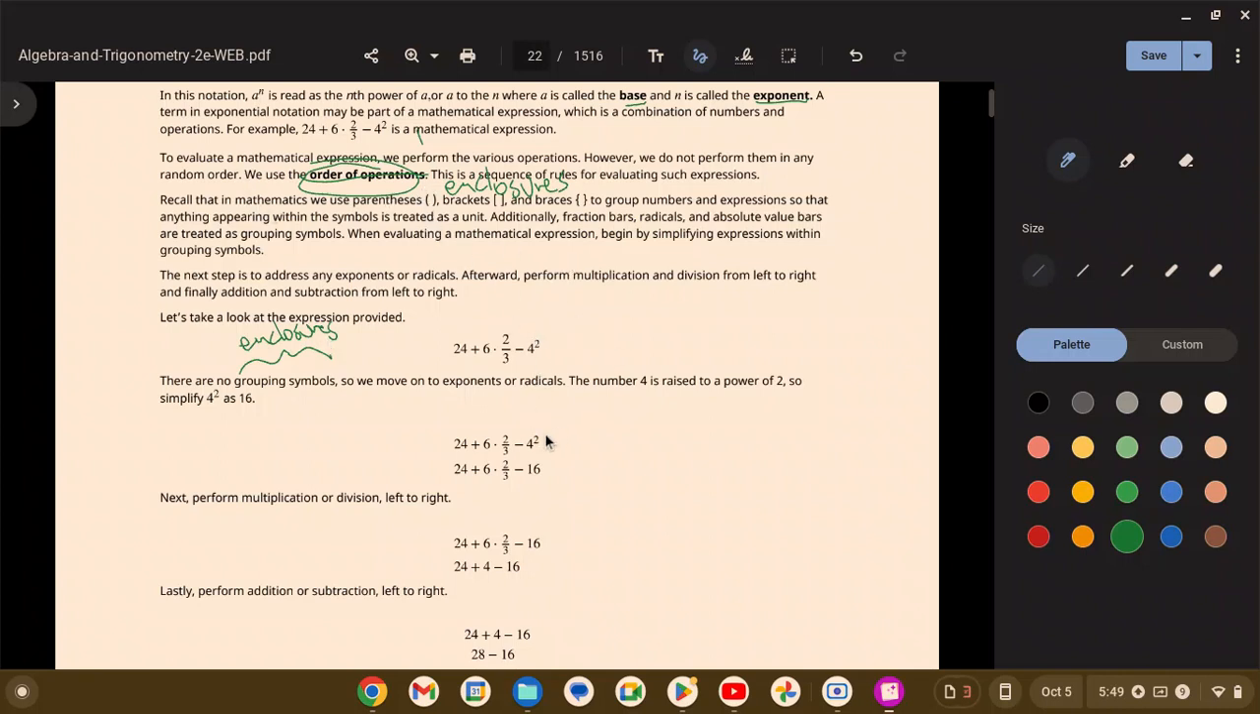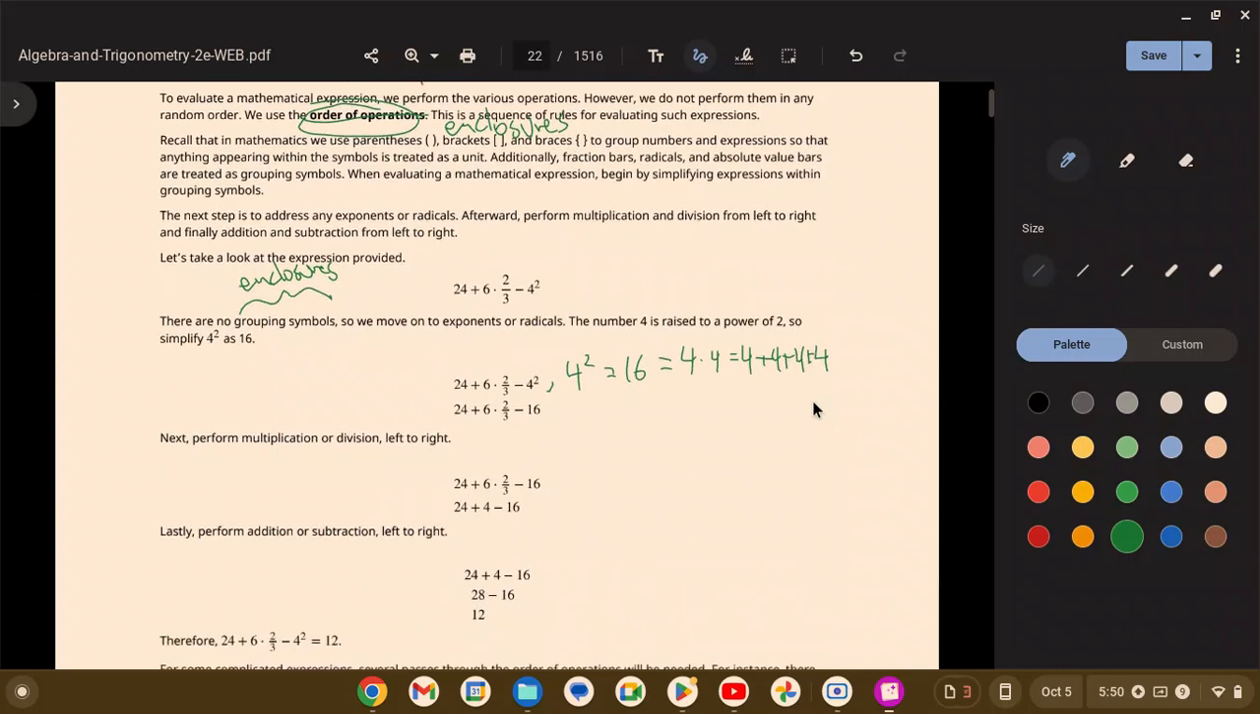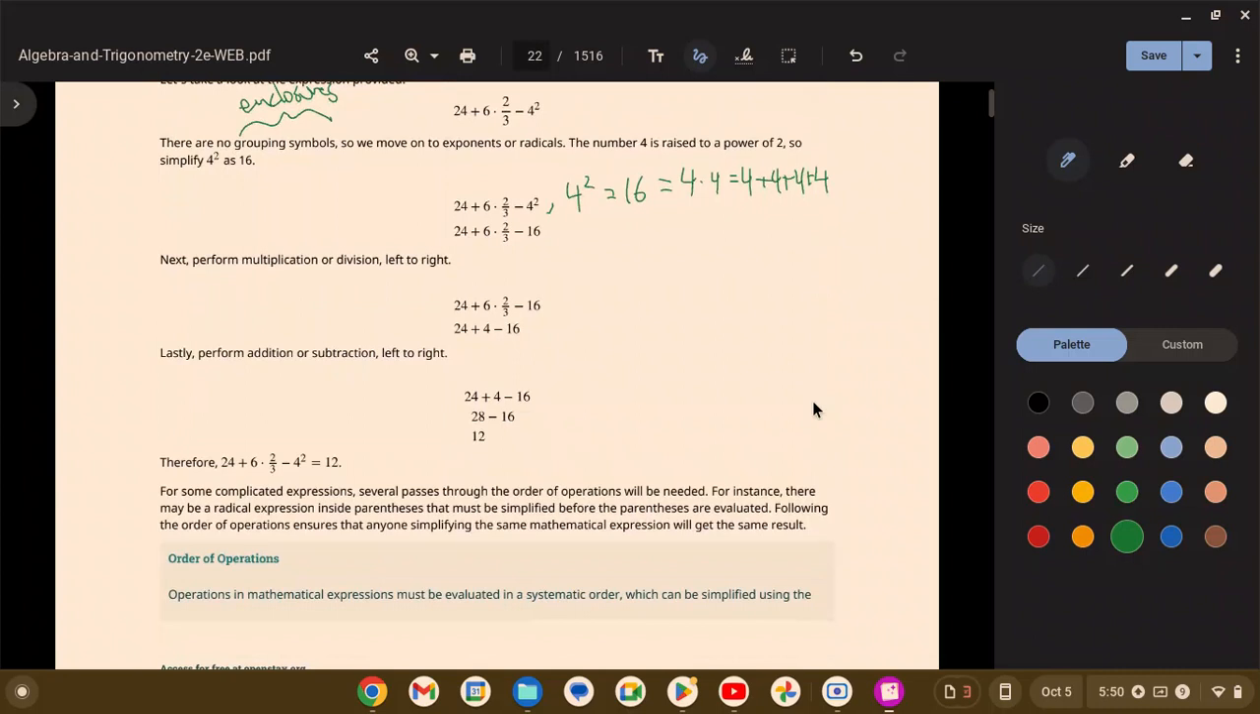Just to clarify, it's redundant because of the rules that we're following, but in a general sense, where 4 squared equals 16, you can add on 4 times 4 equals 4 plus 4 plus 4 plus 4. So it doesn't matter. It's all the same thing, and then you just substitute that in. Next, perform multiplication or division from left to right. 24 plus 6 times 2 over 3 minus 16. So you get 24 plus 4 and then minus 16.